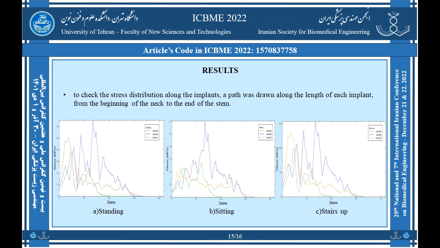Also, to check the stress distribution along the implants, a path was drawn along the length of each implant from the beginning of the neck to the end of each stem. According to the graphs, the stress distribution along implant C is more uniform than the other two implants in standing, sitting, and stairs up. In addition, implant A behaved more uniformly than implant B in all these activities. That was one of the critical indicators for choosing the right stem for surgery.